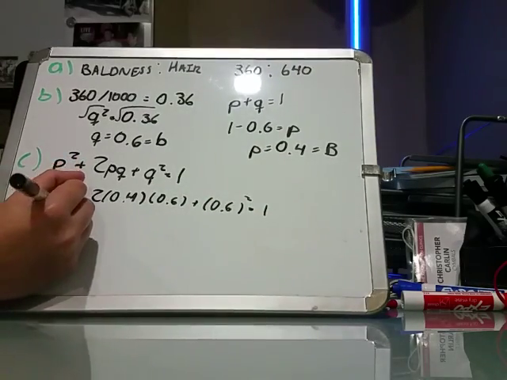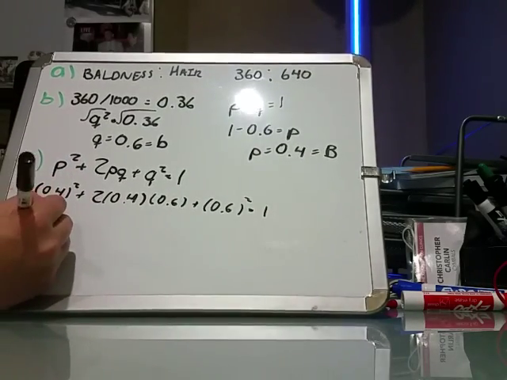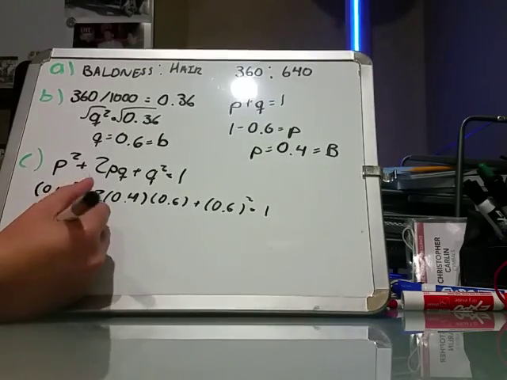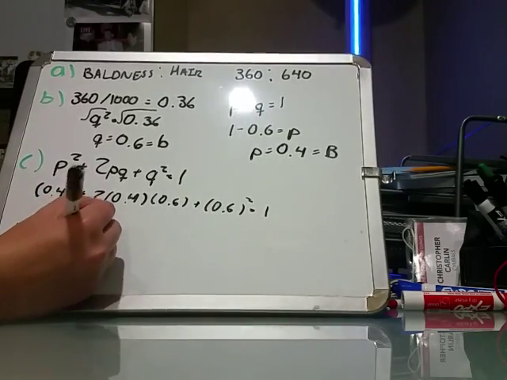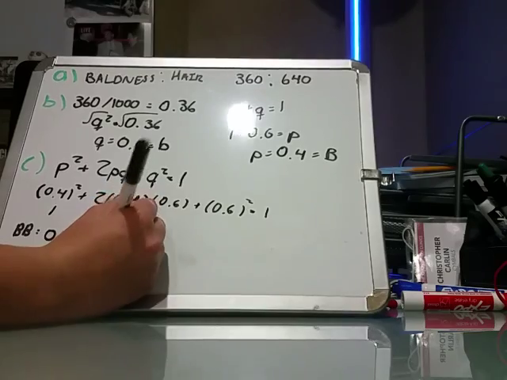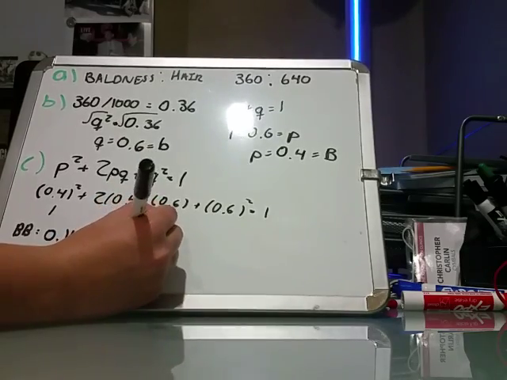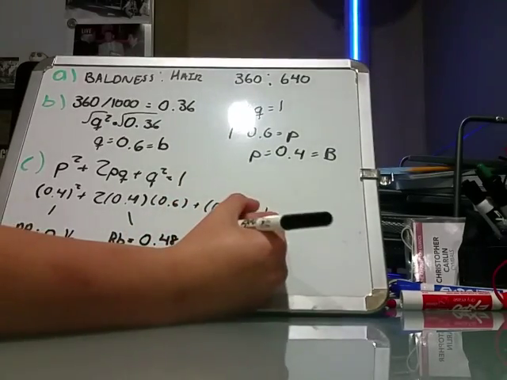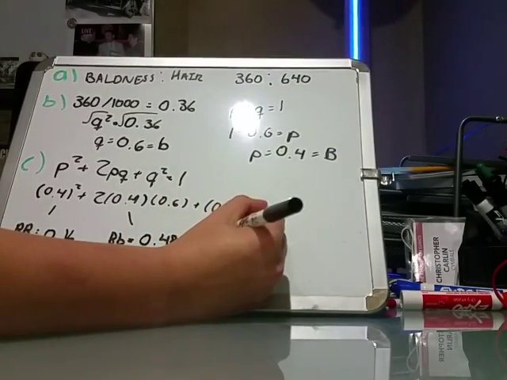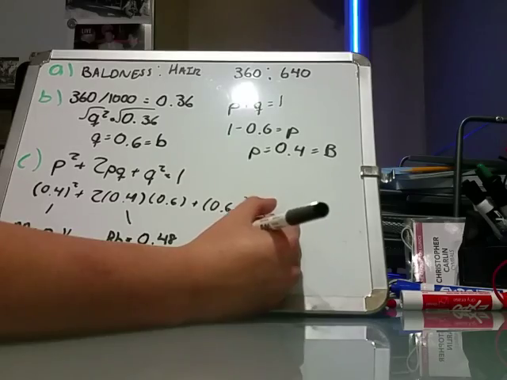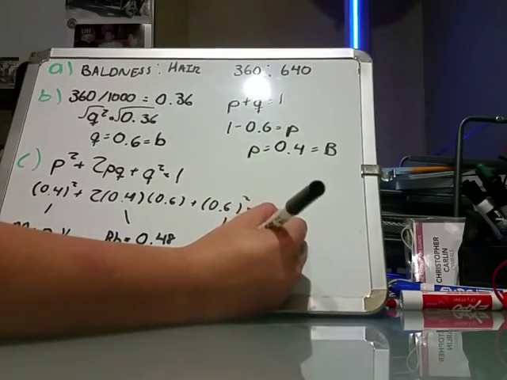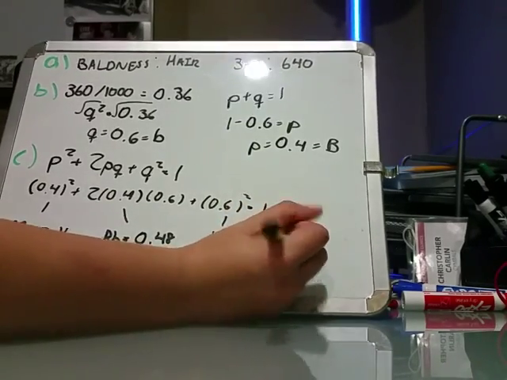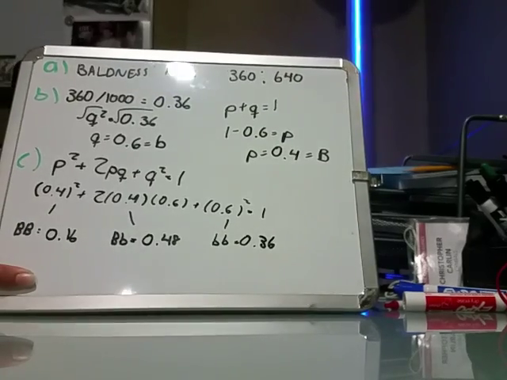And we will find out that homozygous dominant is 0.16. Heterozygous is 0.48. And last, homozygous recessive is 0.36, which we calculated in the beginning. So that's it.